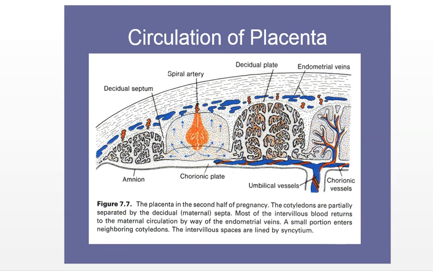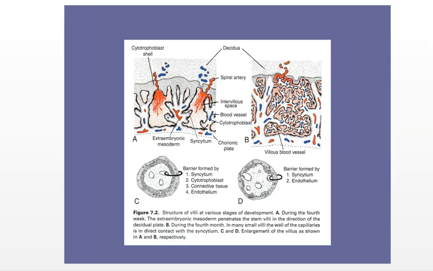Here we have the placental membrane. What does this mean, the placental membrane? The placental membrane, which separates maternal and fetal blood, is initially composed of 4 layers. In this picture you can see the structure of villi at various stages of development. Before the 4th month, this barrier consists of the 4 layers, as you see here: syncytium, this one, cytotrophoblast, connective tissue, and endothelium.